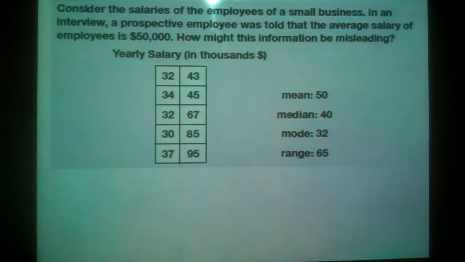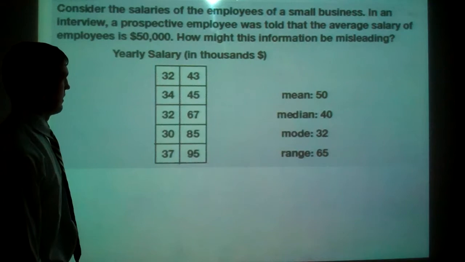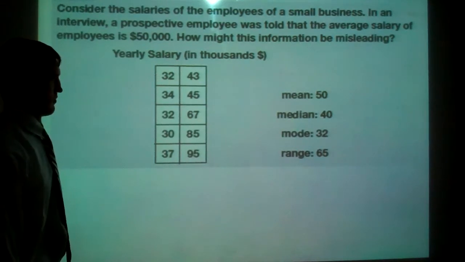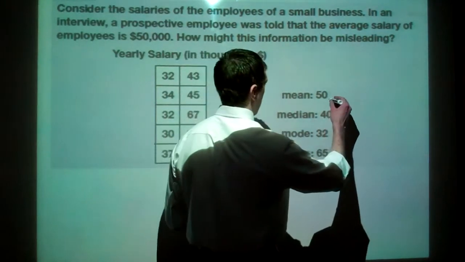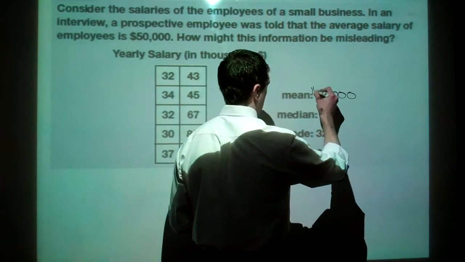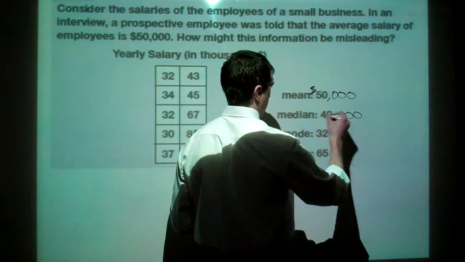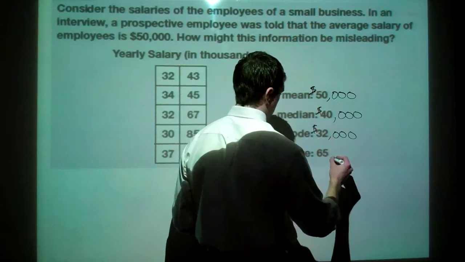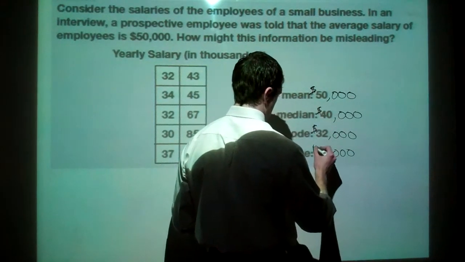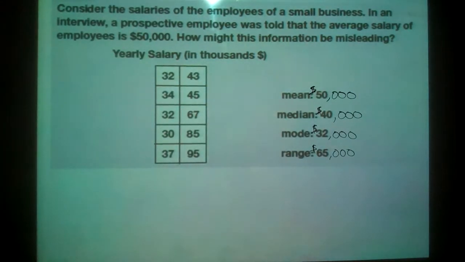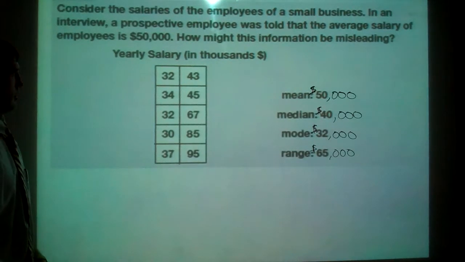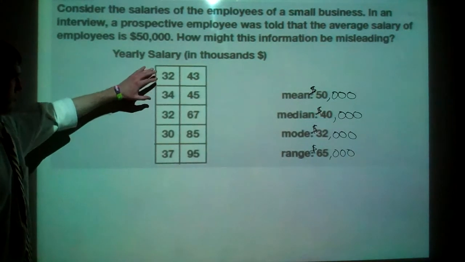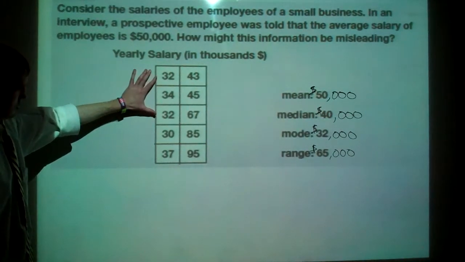These are yearly salaries in thousands of dollars. And yes, the mean actually is $50,000. So we can look at it like this. The median is 40,000. And the mode is 32,000. And the range is 65,000. All right. So how might this be misleading? Well, the most often or the most frequent pay is 32,000. We've got 1, 2, it looks like there are 2 of those.